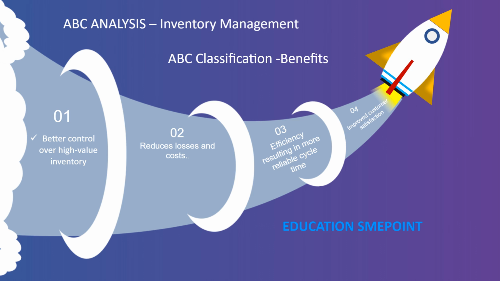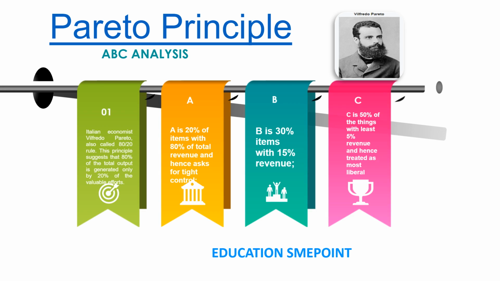of inventories. It is based on the principle of Italian economist Vilfredo Pareto, also called the 80-20 rule. This principle suggests that 80% of the total output is generated by only 20% of the valuable efforts. A is 20% of items with 80% of total revenue and hence asks for tight control. B is 30% of items with 15% revenue. C is 50% of the items with the least, 5% revenue, and hence is treated most liberally.